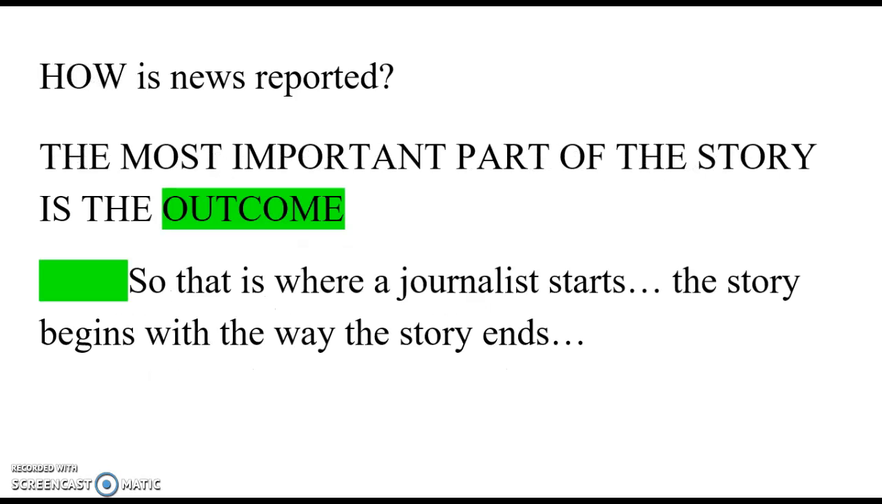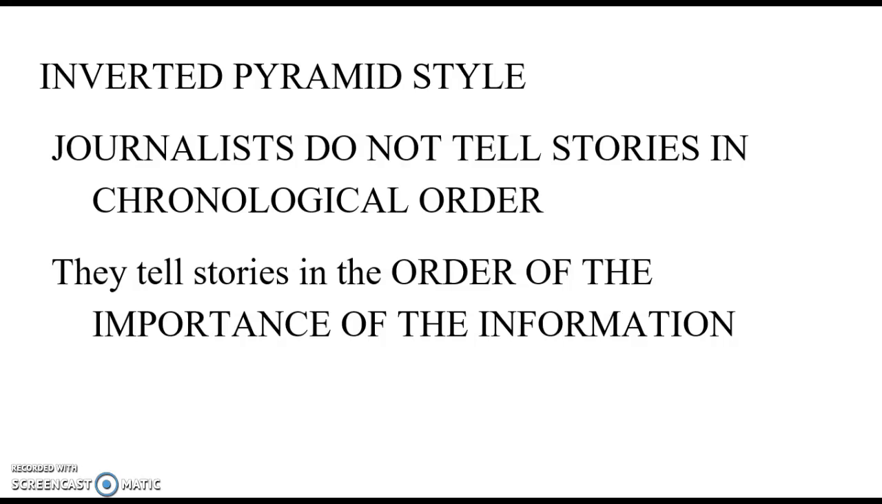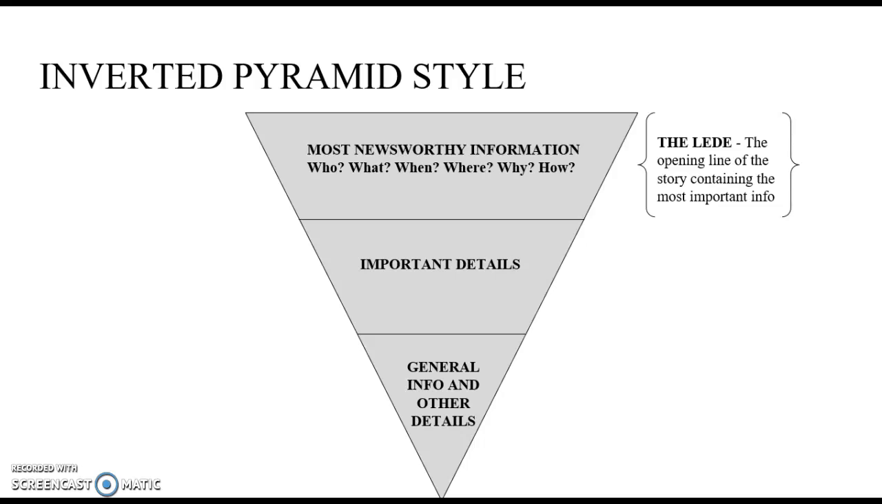How is news reported? The most important part of the story is the outcome, and that's where a journalist is going to start. The story begins with the way the story ends. So journalists will use an inverted pyramid style to help their writing. Journalists won't tell their stories in chronological order. They're going to tell their stories in the order of importance of the information. They use the inverted pyramid style to do this.